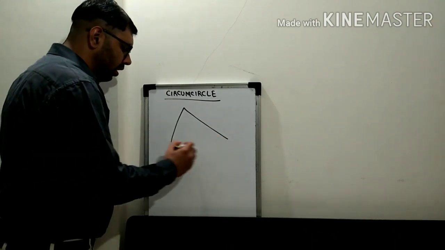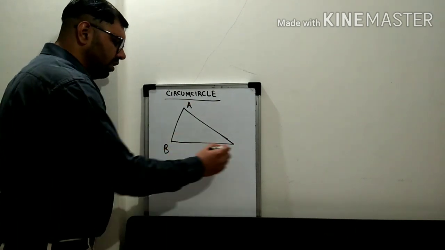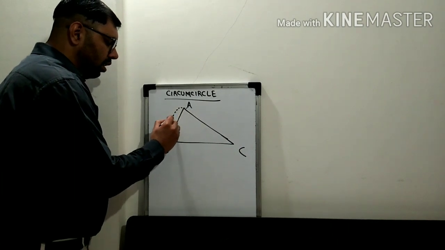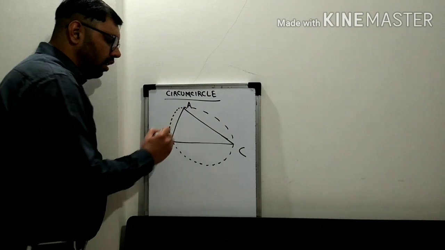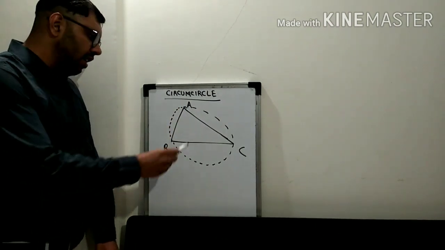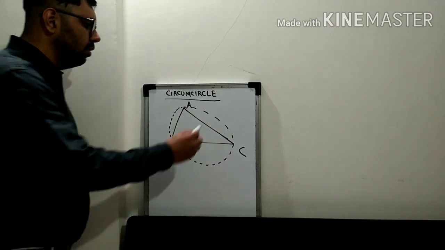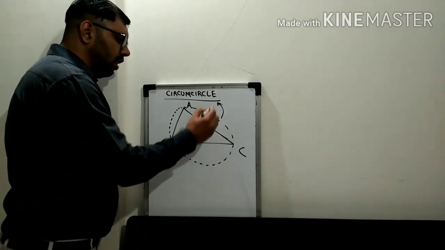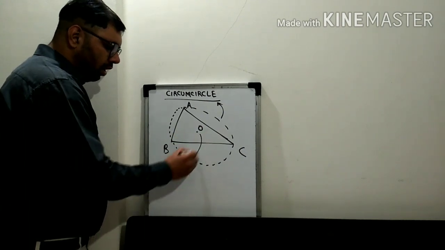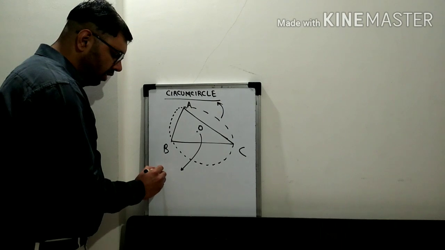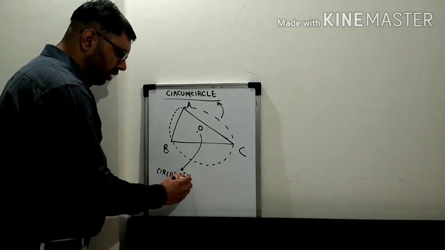If I draw a triangle, say triangle ABC, for any triangle ABC, circumcircle denotes the circle which passes through the vertices of the triangle. As you can see, I have drawn a dotted circle which is passing through the vertices of triangle ABC. So this will be the circumcircle for triangle ABC, and the center for this circle, I am denoting it by O. The center for this circle will be the circumcenter.